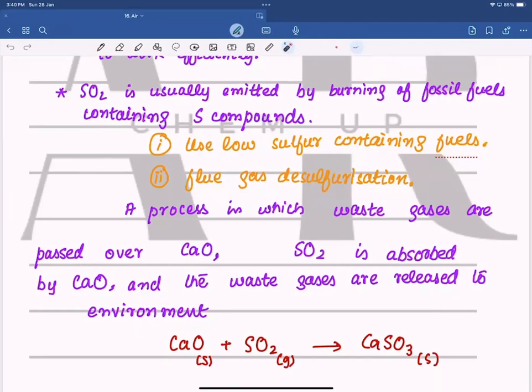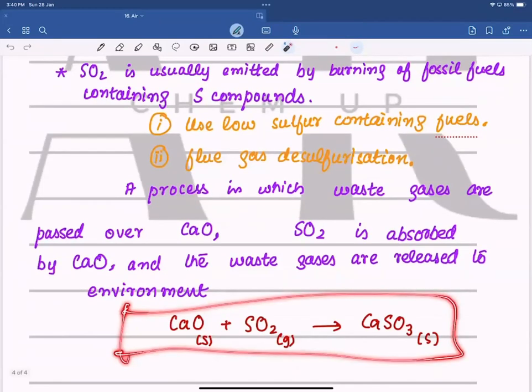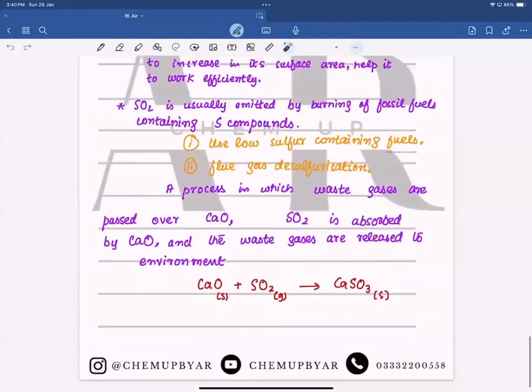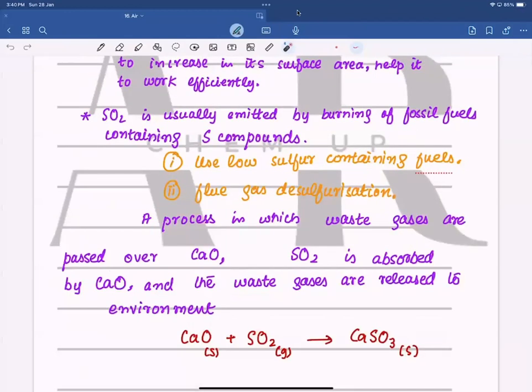We pass the gases through calcium oxide. Calcium oxide is a basic oxide because it's a metal oxide, and sulfur dioxide is a non-metal oxide, so it's an acidic oxide. What calcium oxide does is absorb all the sulfur dioxide from the waste gases. And then these waste gases are released in the atmosphere. This is how sulfur dioxide is being absorbed. If any one of you has any question till here, please ask.